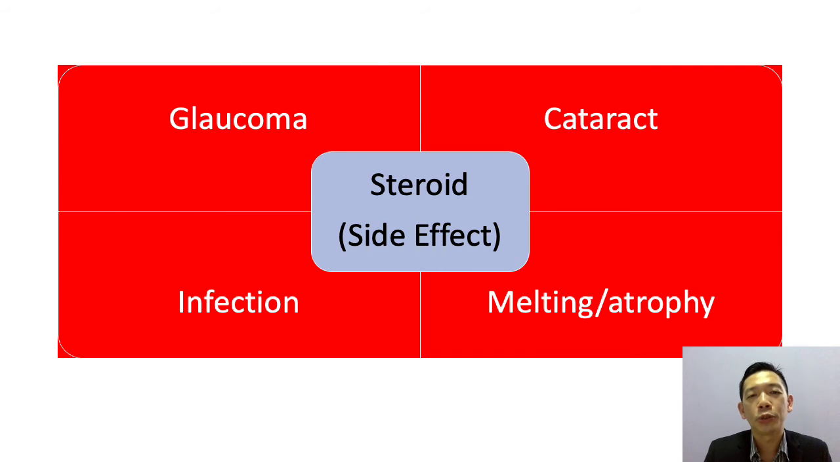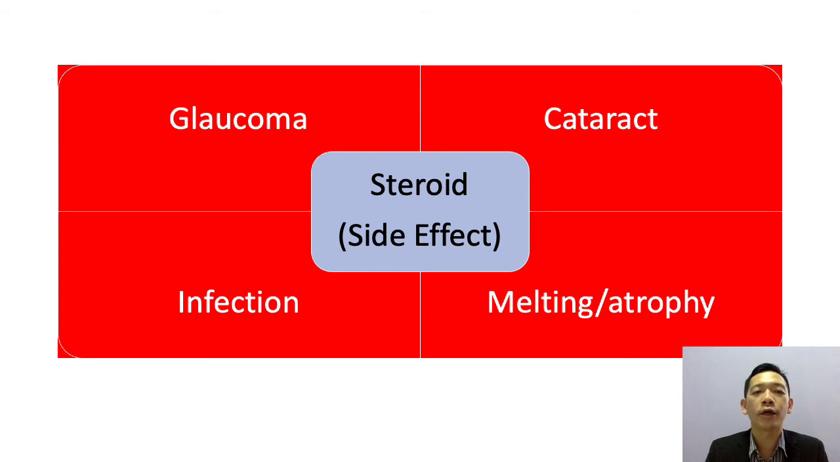After talking about the use and indication of topical steroid in eye diseases in the primary care setting, we now move forward to the dangerous part of the steroid, the side effects. Glaucoma, cataract, infections, melting and atrophy of the tissue are all well-known side effects. I believe all of us will be aware of the side effects here.